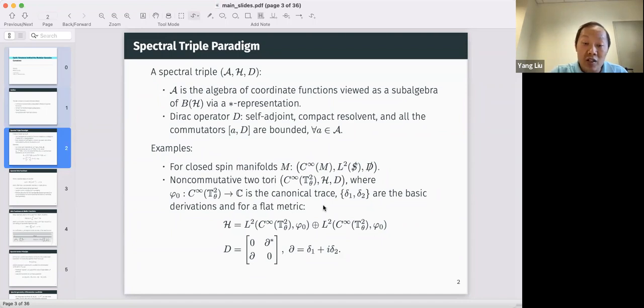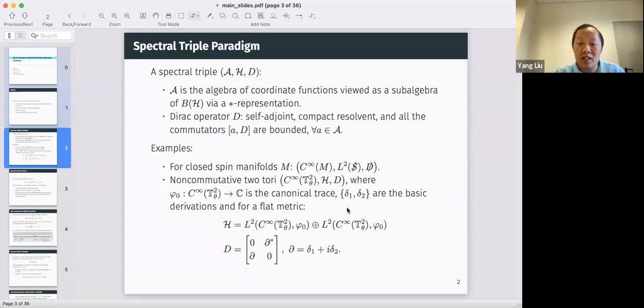Another example I would like to mention is our favorite example in non-commutative geometry, the non-commutative torus. The algebra is the smooth functions on the non-commutative torus, and H is two copies of the L2 functions. In more operator theoretical language, this L2 space is obtained from a canonical trace, which is a trace functional on this algebra, and then you take the standard GNS construction. H is two copies of that. And here is the Dirac operator, where delta one and delta two are the basic derivations on the non-commutative torus.